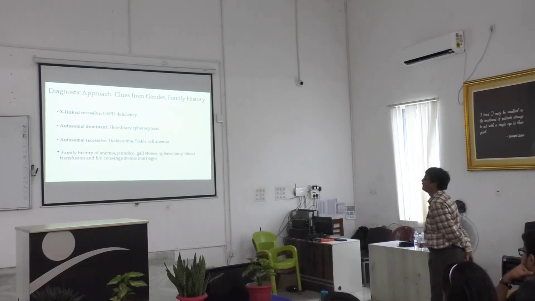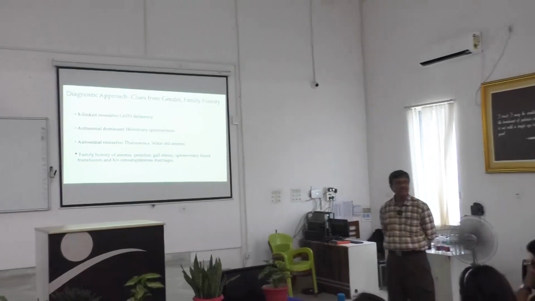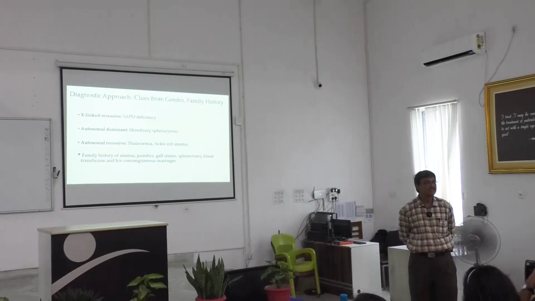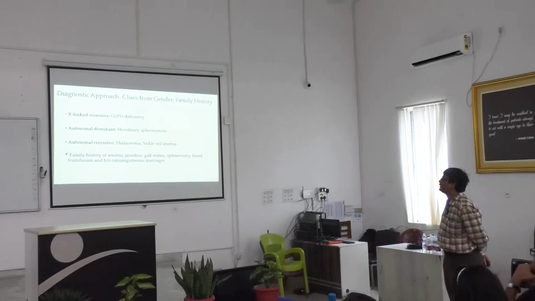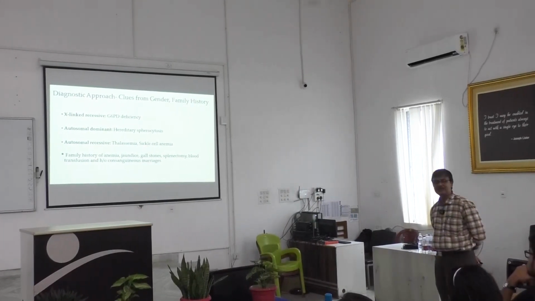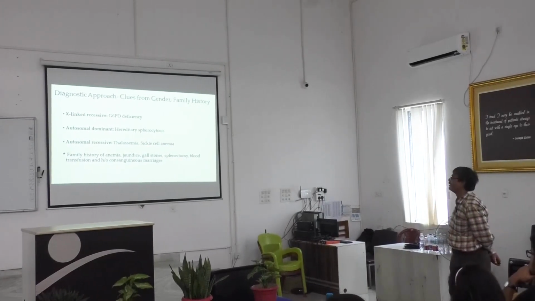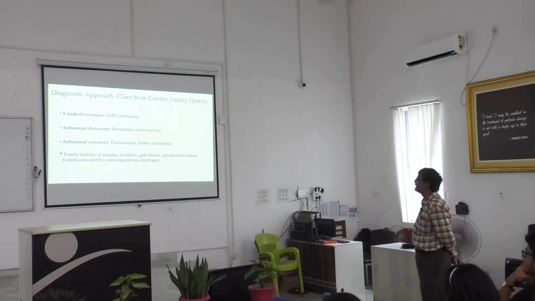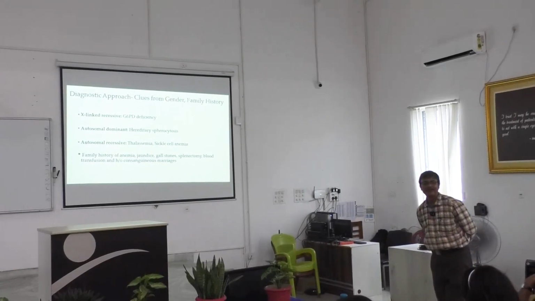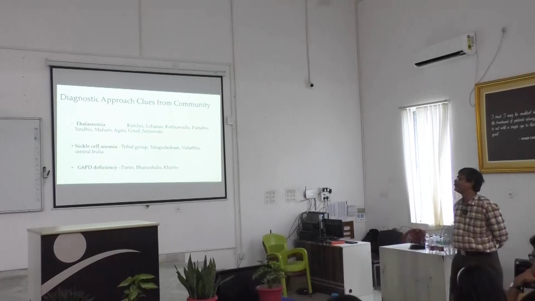So, gender. G6PD is XLR, X-linked recessive. Then autosomal dominant is spherocytosis. One member affected means almost all the members. Autosomal recessive is sickle cell and thalassemia. So, this genetic transmission you have to know like this.